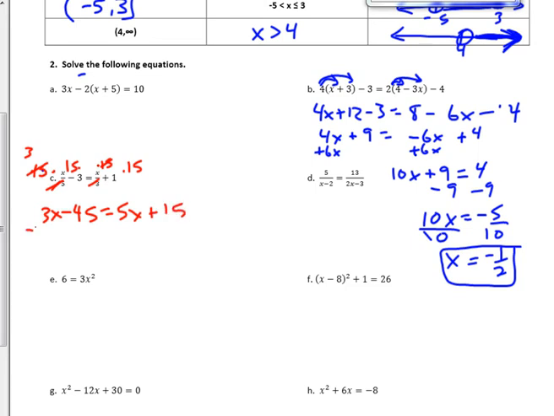Get the x's on the same side, subtract 3x from both sides. -45 is equal to 2x plus 15. Subtract 15 from both sides. -45 minus 15 is -60 equals 2x. Divide by 2. And x equals -30.